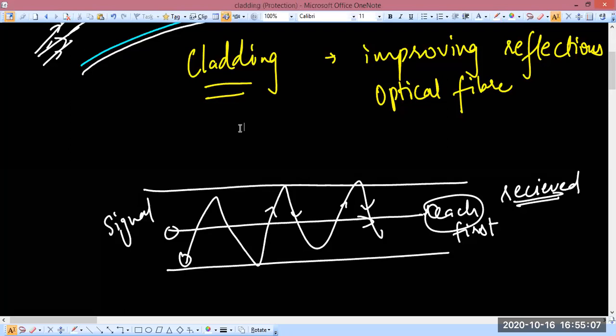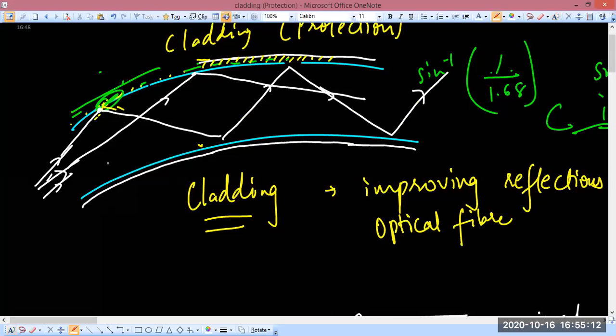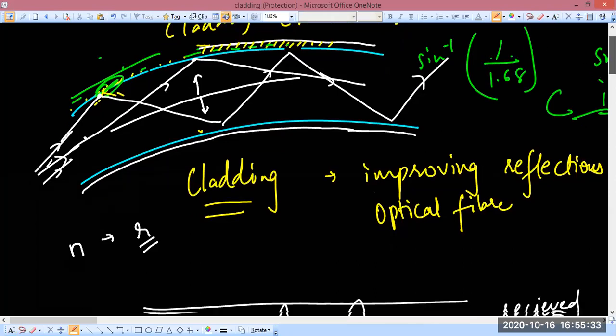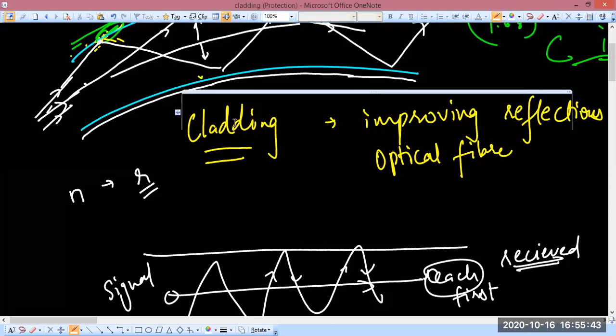To solve this, they make a fiber where the refractive index depends on distance from center. I repeat, they make a fiber where refractive index depends on distance from center. Okay, so in that this does not happen. This problem gets solved to quite an extent, but that kind of fiber is slightly challenging to make compared to this.